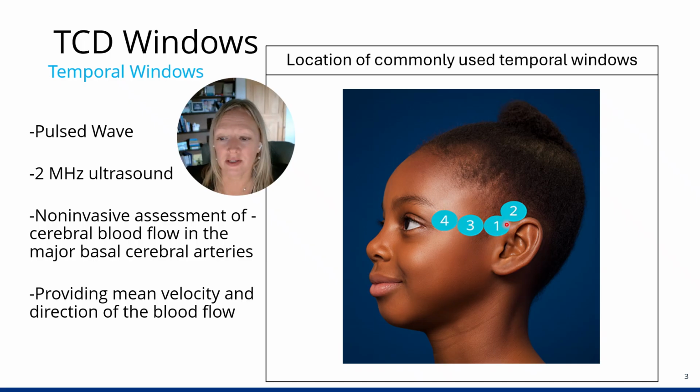85–90% of the time you place that probe here right in front of the ear on an adult patient and angled towards the opposite eyebrow, you will isolate your middle cerebral artery. Windows 1 and window 3 are your most common windows for your pediatric patients. For your challenging patients, you can look for windows 2 and window 4.